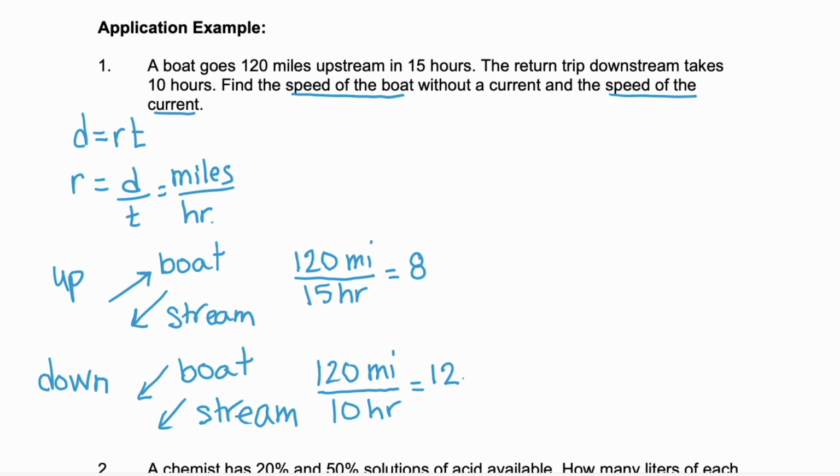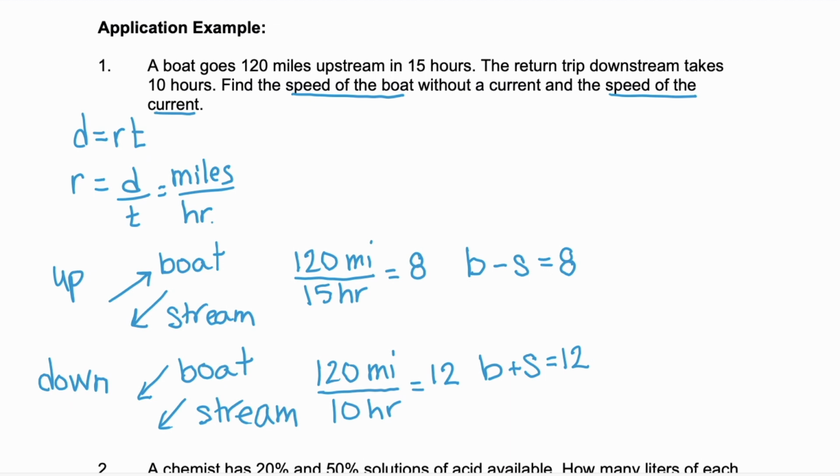Now we need a system of equations. So a boat that goes upstream goes the speed of the boat minus the speed of the stream, because the stream is slowing that boat down. So we get the equation b minus x equals 8. And then a boat that goes downstream, well, the boat and the stream are going the same direction, so it goes faster. So boat plus stream equals 12.